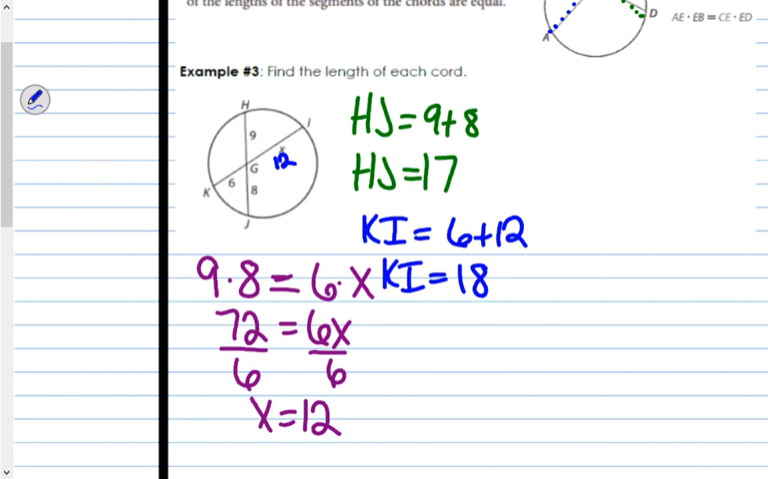Those aren't congruent to each other. Remember, I didn't say the two chords were congruent to each other. I said the product of the two pieces of the chord are equal to each other. So you can check this.